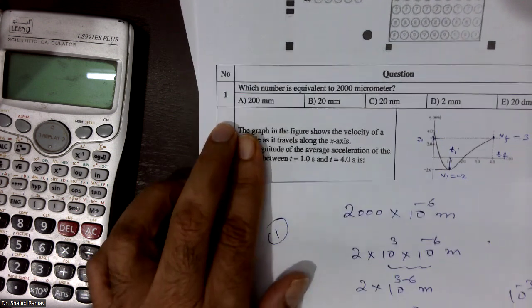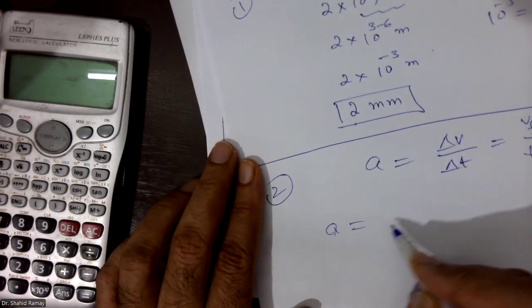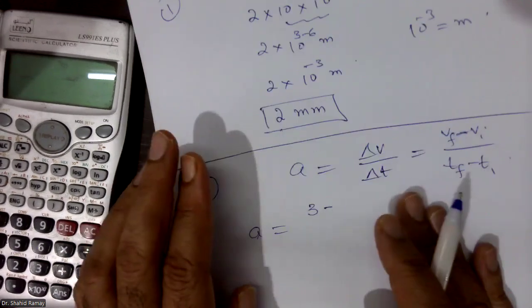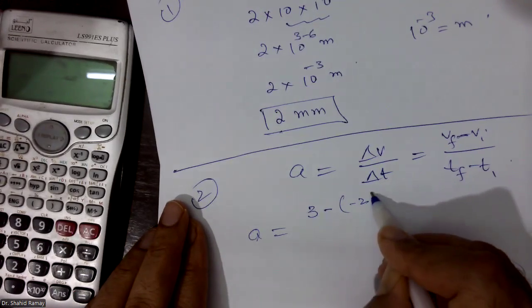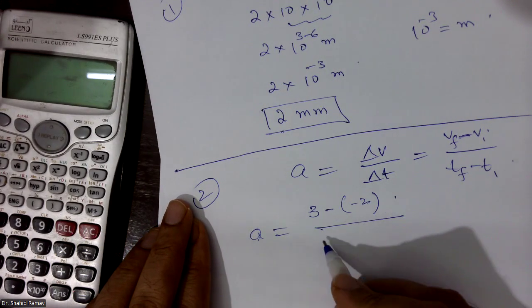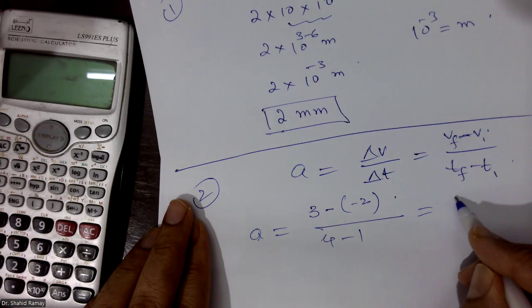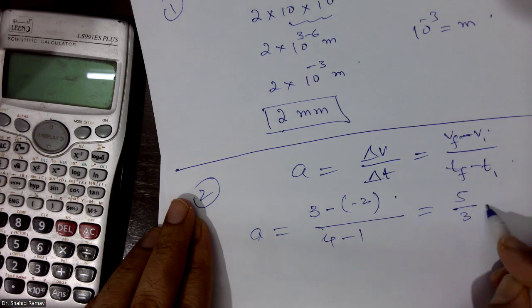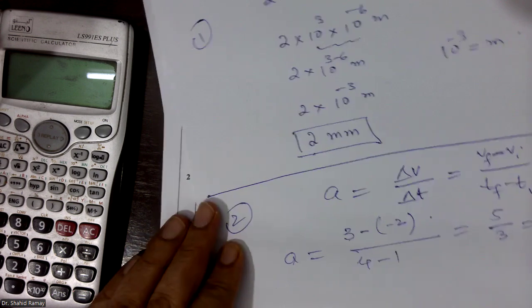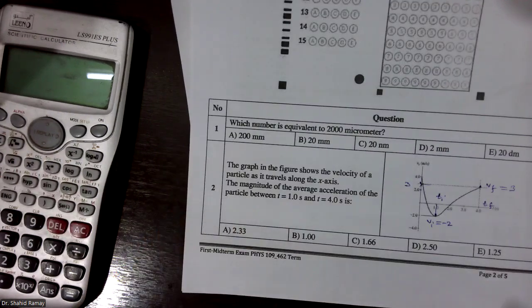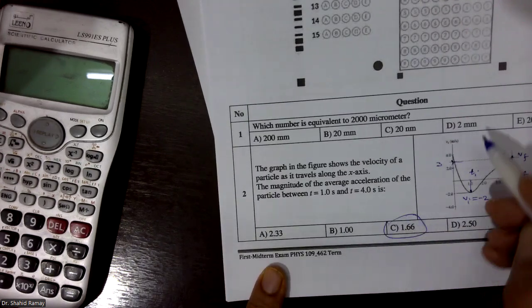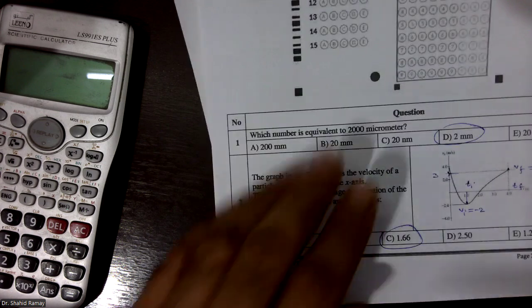Now how to solve this one? Now you can see that a is equal to Vf, 3, minus the minus 2, divided by Tf, 4 minus 1. So this is 3 minus of minus 2, plus 5, divided by 3, and this is equal to 1.66. So your answer will be 1.66. So the answer here is 1.66, and for the previous one the answer was 2 millimeter.